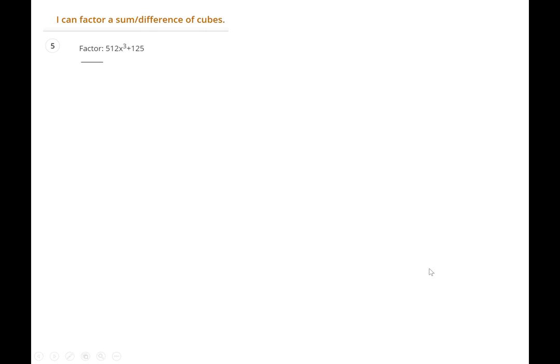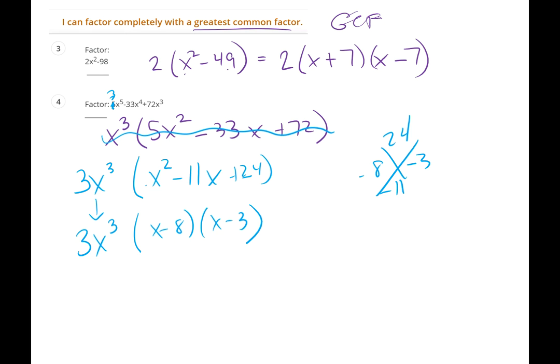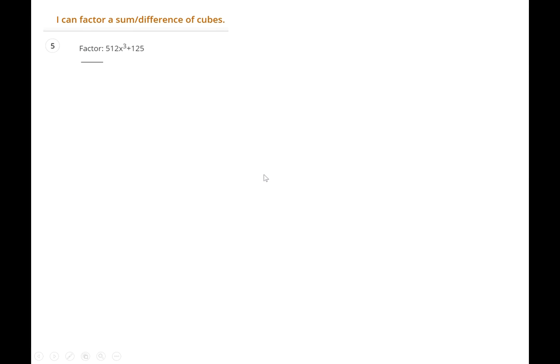All right, here we got to look for a pattern, okay? And I did come up with something interesting and new. So first of all, it's two terms, and you'll notice that they're both cube numbers. So we are going to do a sum or difference of cubes.